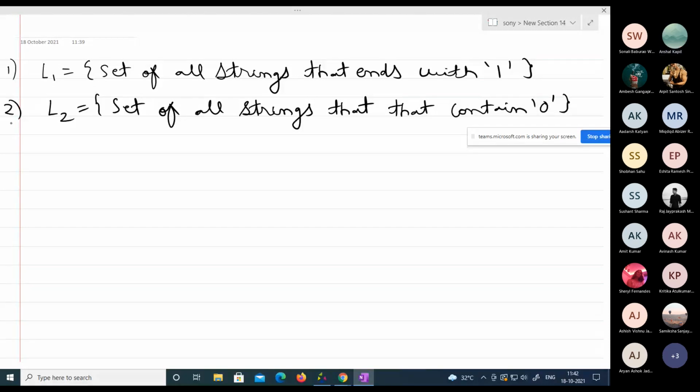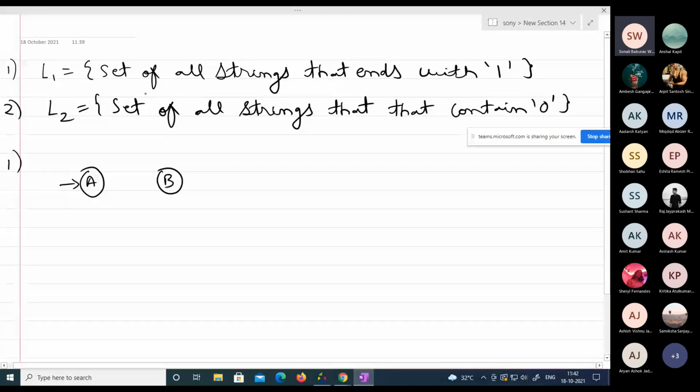Done, ma'am. Okay, so if it's done, let us see the solution for that. Now tell me, for your first one, what will be your NFA? How many states will I have? 2. Yes, 2 states, A and B.